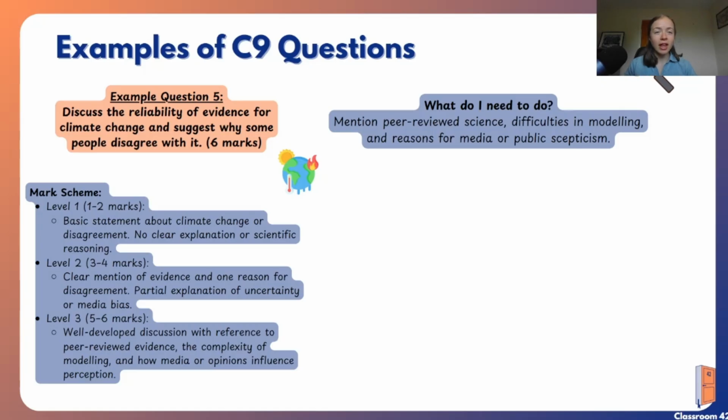But really what we should all aim for is that level 3, so that 5 to 6 marks, where it's a well-developed discussion with references to peer-reviewed evidence, the complexity of modelling, and how media or opinions influence perception. So that's what I need to do. If you get all of those, you should be in that level 3, 5 to 6 marks sort of answer.